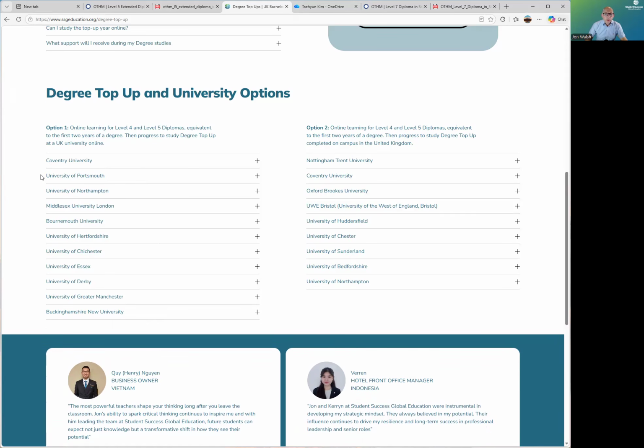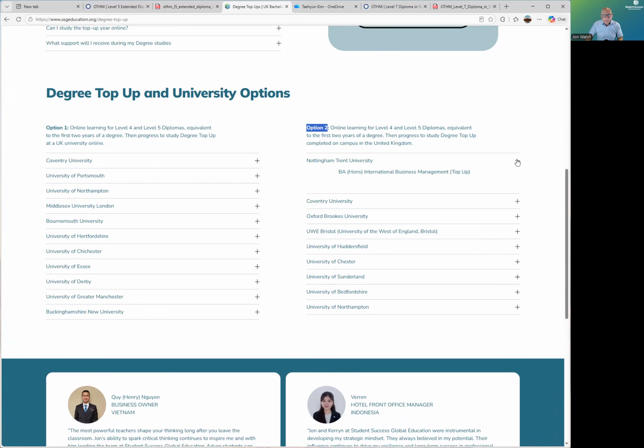So our more popular university partners are Coventry University, the University of Essex, University of Derby, and the University of Greater Manchester. We've also, you can see on the right hand side, there are also some different universities where you can actually go to the UK to complete the final year of study. So Nottingham Trent University, Nottingham is right in the middle of the UK. If anyone's heard of Robin Hood, that's where Robin Hood was supposedly from.